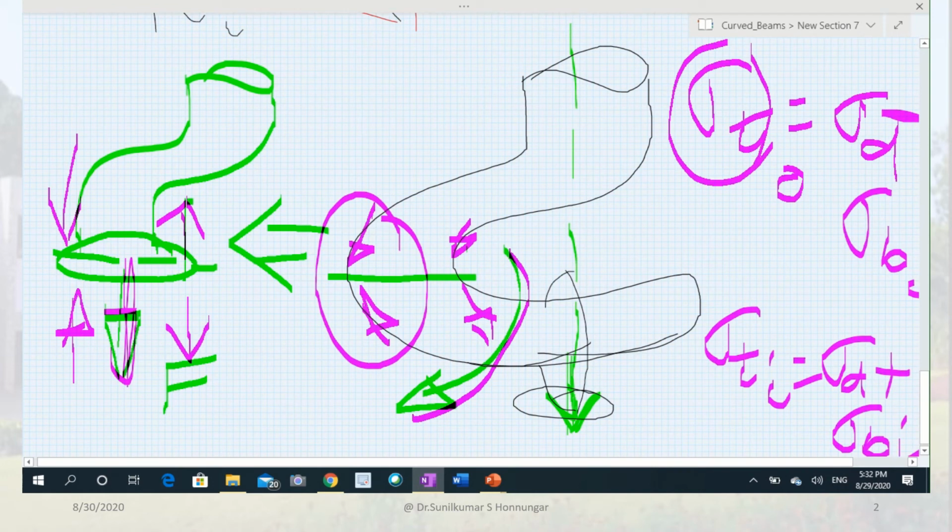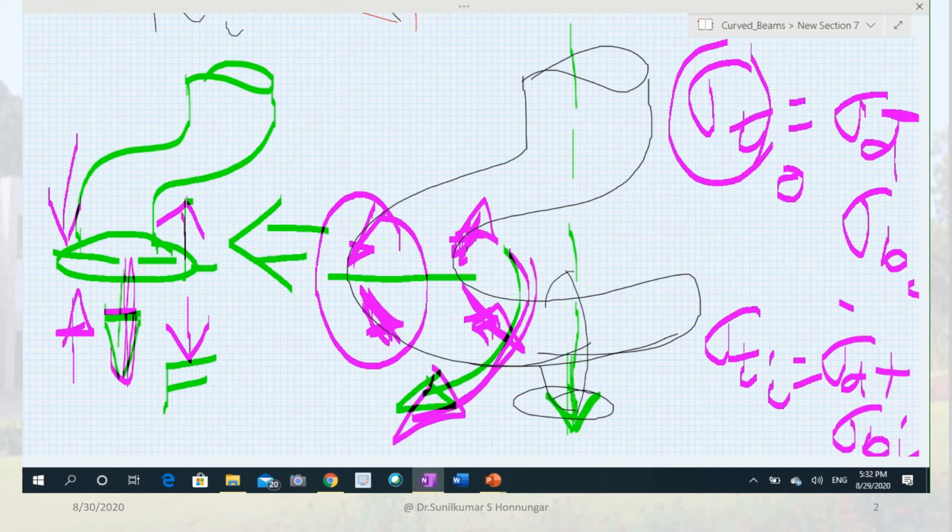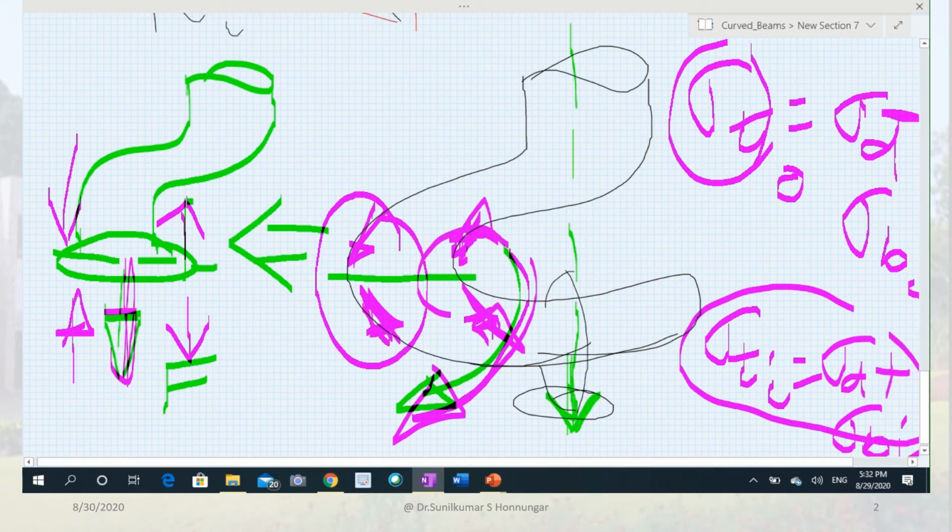Why is it positive? Because tensile type of stresses are going to act at the inner fiber, and compressive stresses are going to act at the outer fiber because of such kind of moment. Because of that, at the inner fiber you will have the maximum stress compared to the outer fiber. I think I have narrated this.